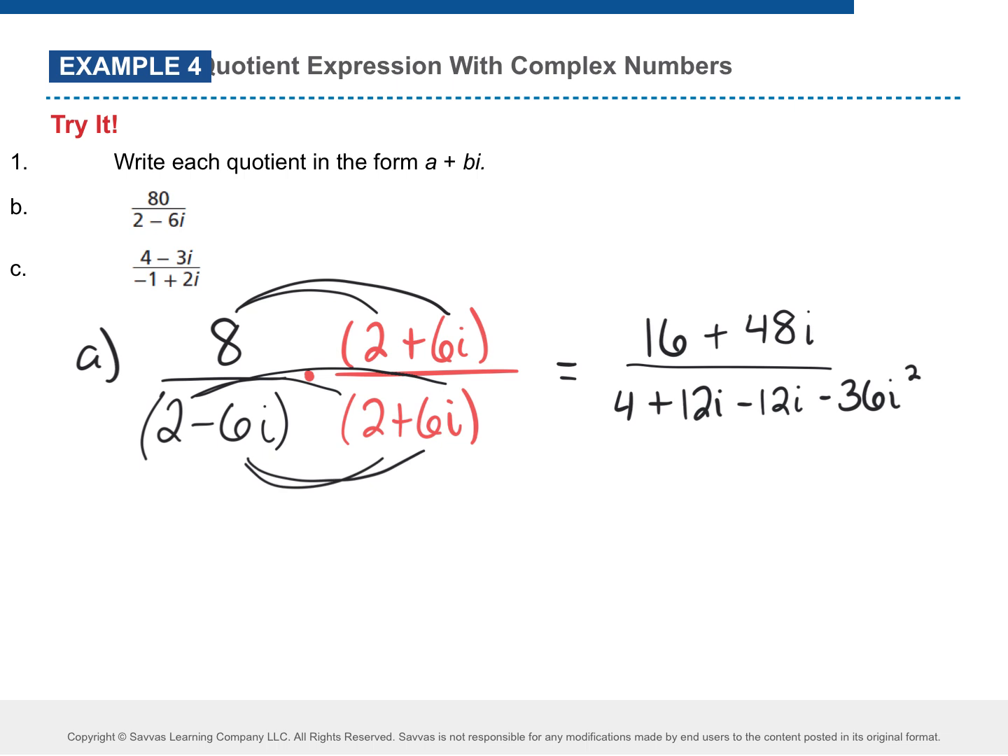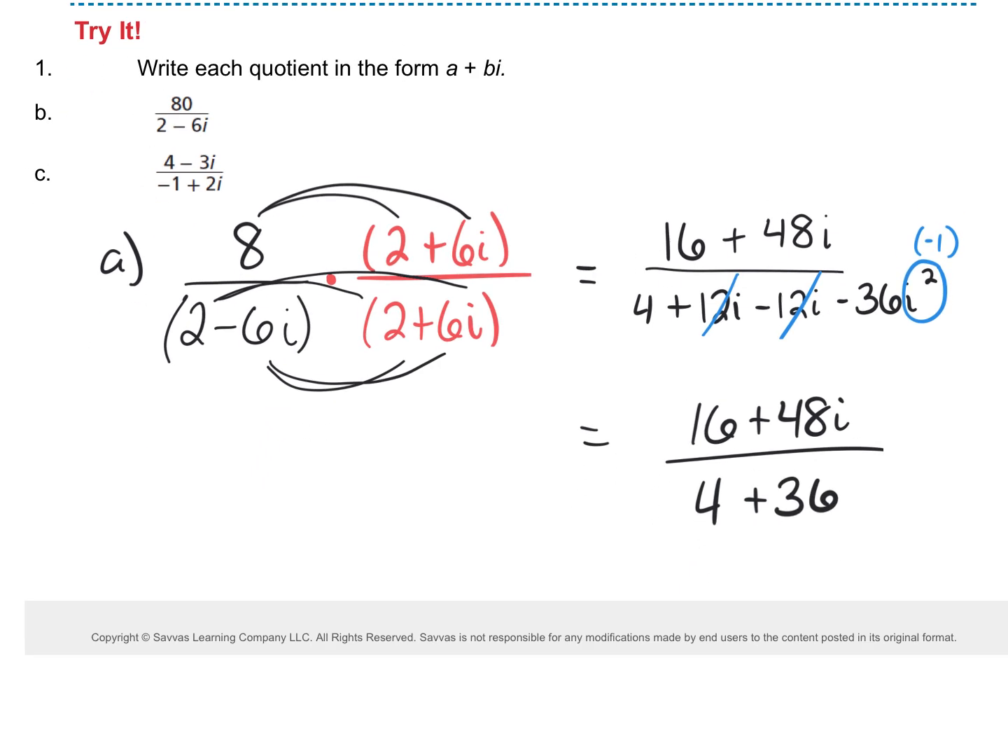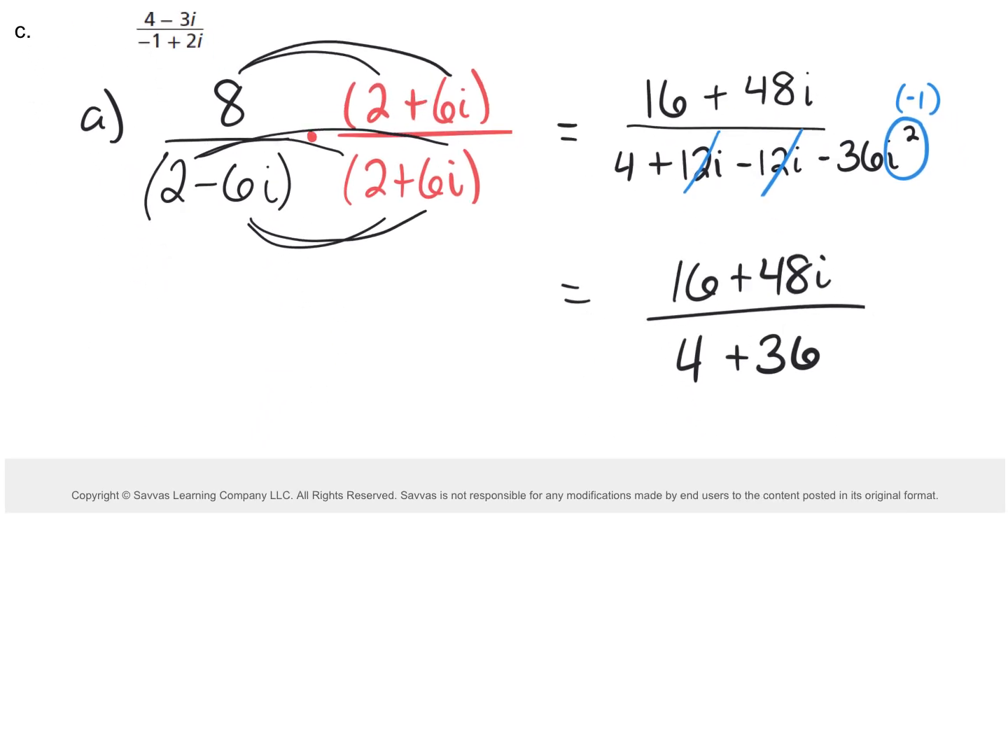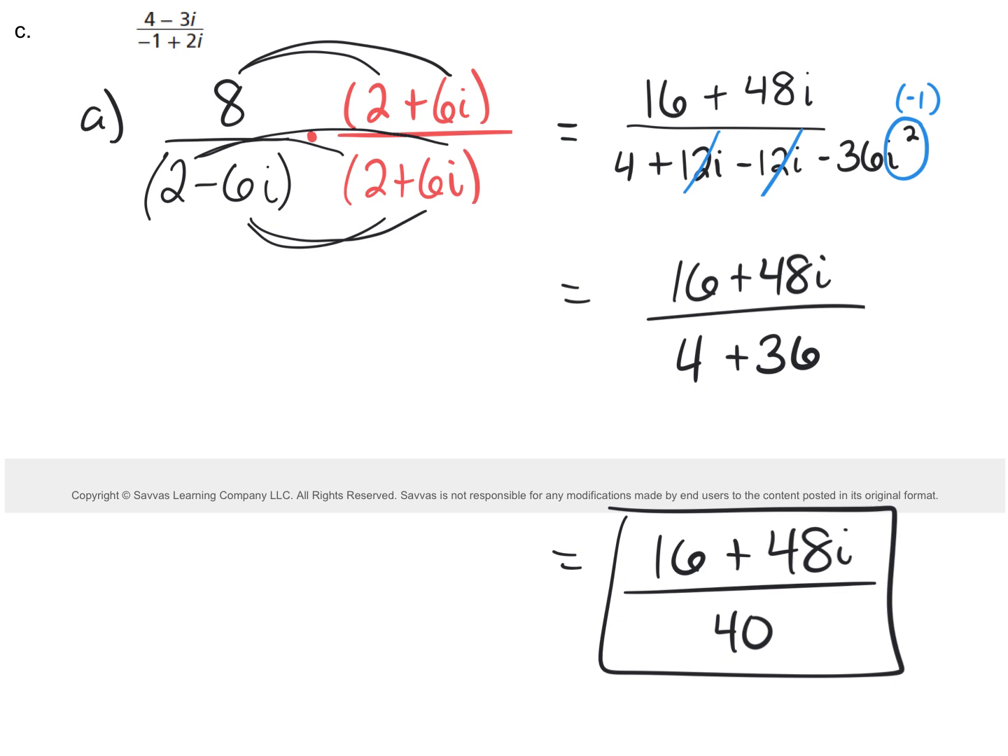What do I want you to understand? i squared equals negative 1. What else happens in this step? It'll become positive 36. The i's cancel out. Okay, is anything going to happen on the top? Nope. 16 plus 48i. On the bottom, I have 4, and then this turns into a positive 36. And then you just add the bottom. So 16 plus 48i over 40. Again, don't worry about simplifying right now. We're just understanding the solving part right now.